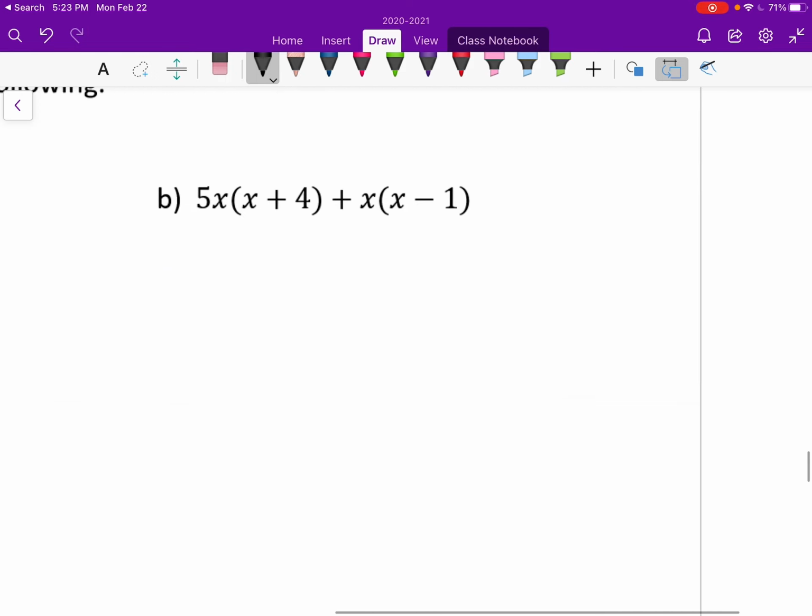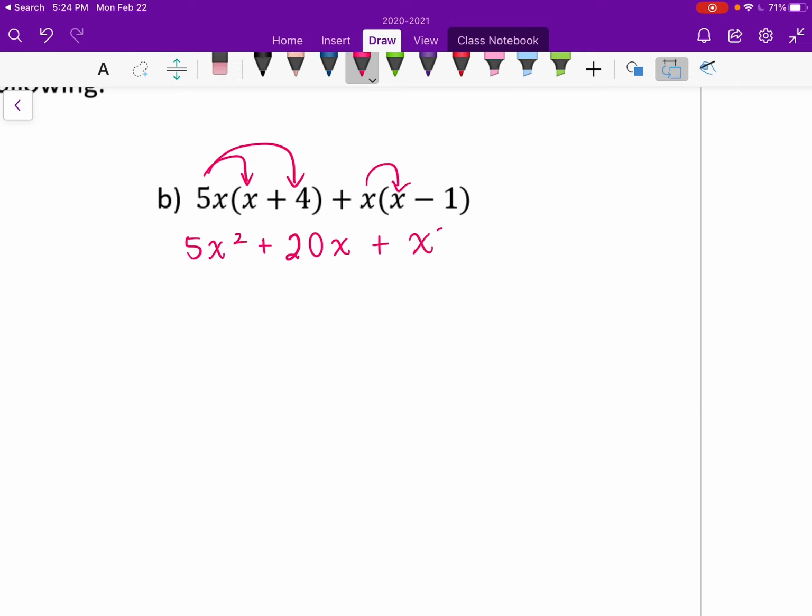Alrighty. Same thing here. You're going to multiply the 5x into everything. So let's do that. So we have 5x times x, which is going to be 5x squared. 5x times 4x plus, because there's no negative, so plus 20. And then x times 1 is just 1. Plus x times x here is x squared. Plus x minus 1 is going to be, you're going to have to change the sign there, so it's going to become negative x. Right?